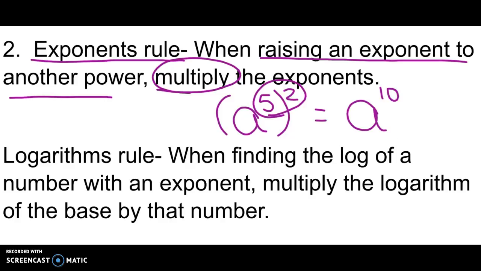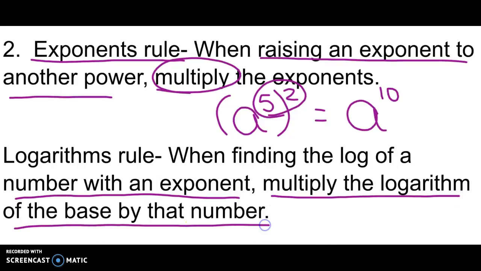All right, so the logarithms rule does the same thing. When finding the log of a number with an exponent, you multiply the log of the base by that number. That makes no sense until you see it. All right, here's the log of 8 squared. What we're going to do is take this number 2 here and put it over here and multiply it in front. So this becomes 2 times the log of 8. Now you can check this with your calculator because they should be coming out the same. And we don't really use these until we have variables. So right now with numbers, they come out the same.